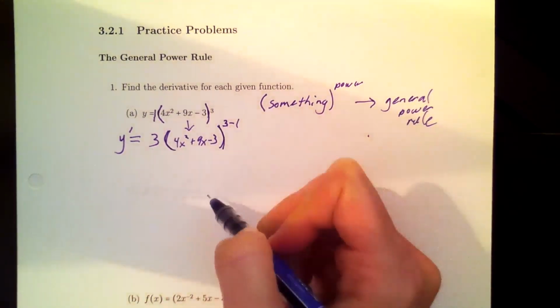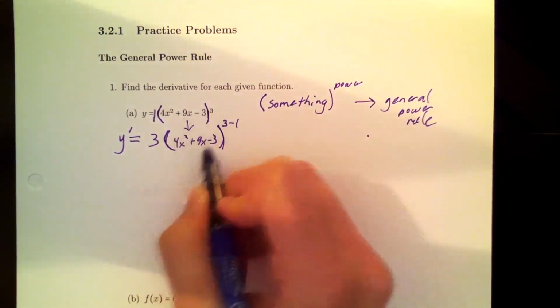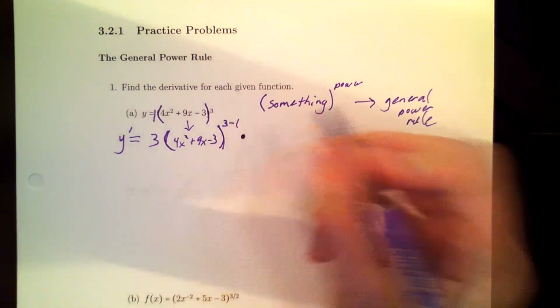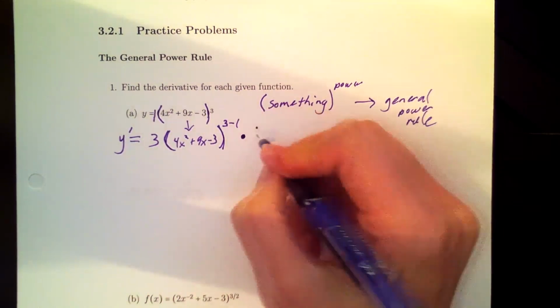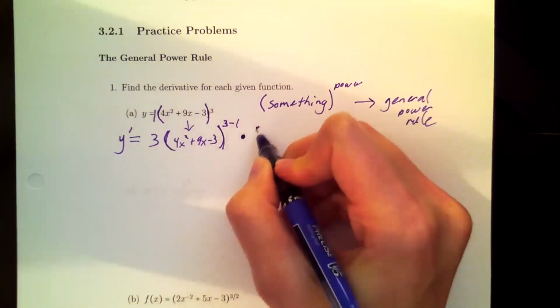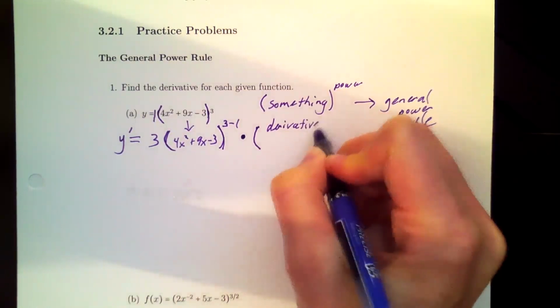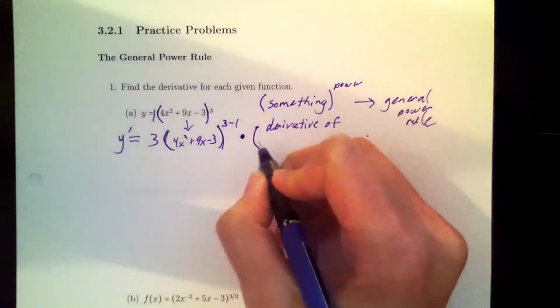X to the 3 minus 1 power, but my x is this bit in parentheses, 4x squared plus 9x minus 3. The part we have to remember is that now that we've done the power rule part, we have to multiply by the derivative of the inside function.